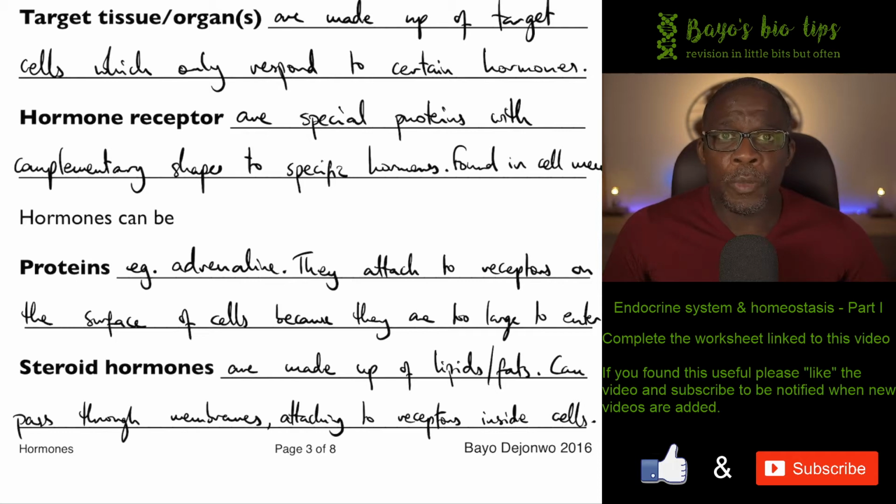Then with steroid hormones, which are lipid-based hormones, basically made up of fat, so an example would be something like estrogen, they can pass through the membrane directly because the membrane itself is mainly made up of lipids, phospholipids. And as such, the lipid-based hormones can pass through the membrane into the cells and bring about their responses directly within the cell.